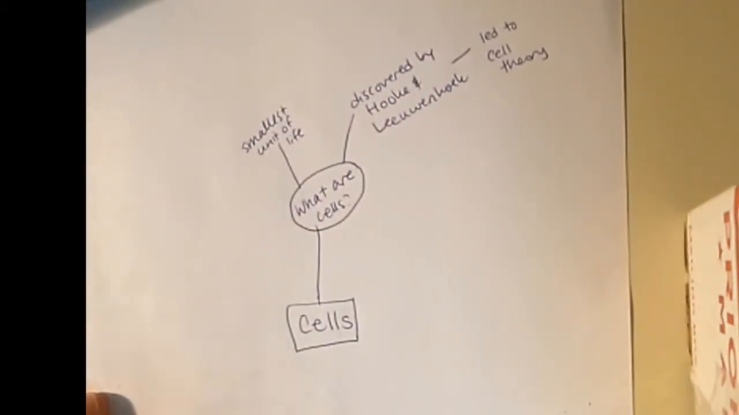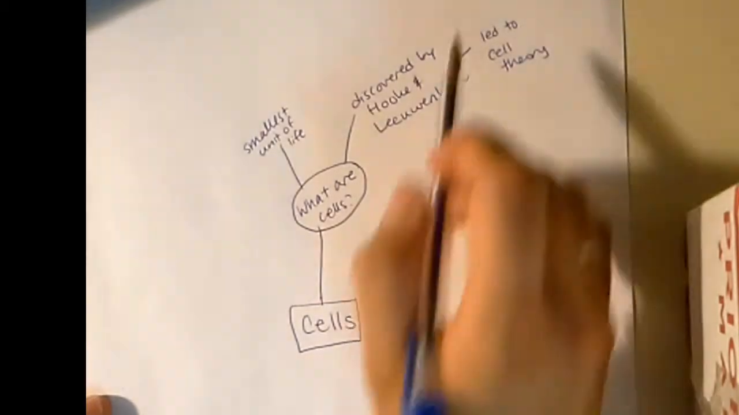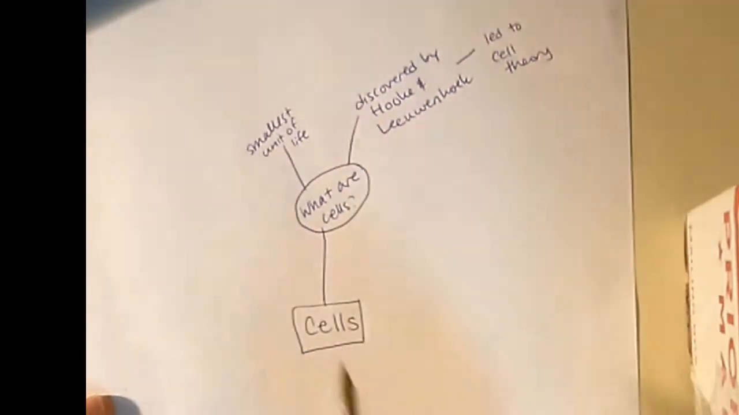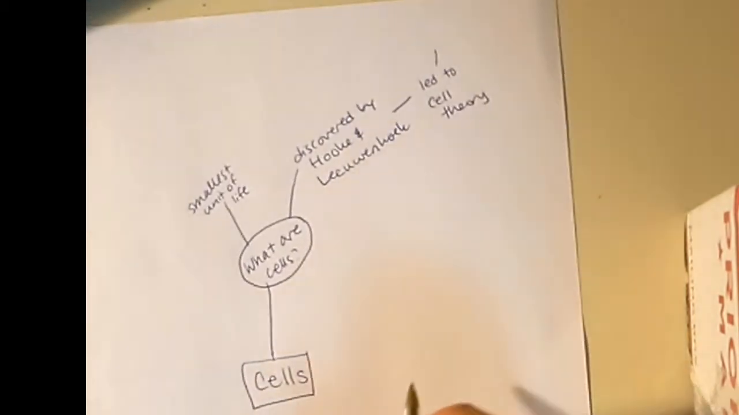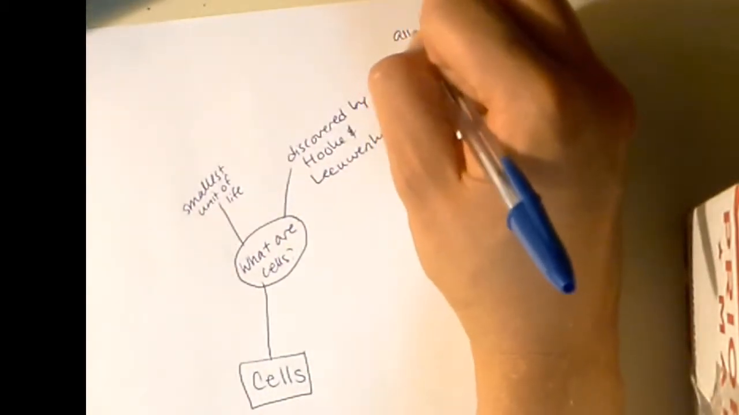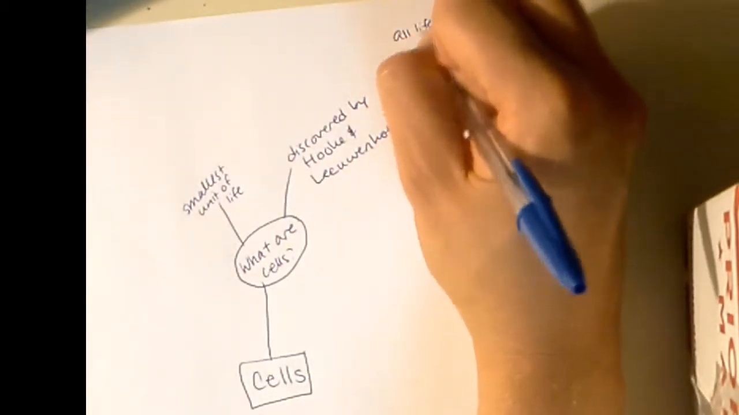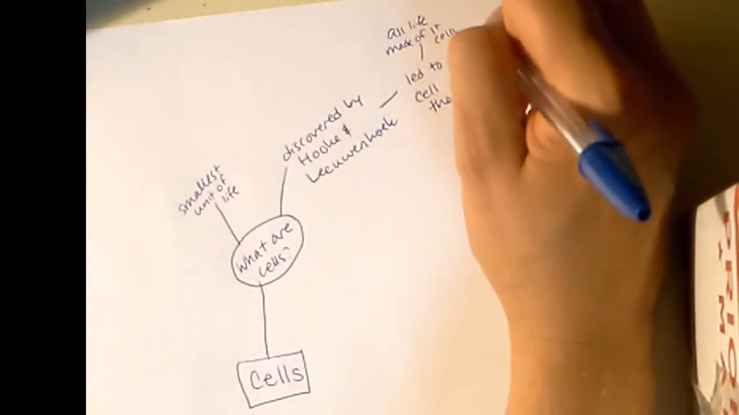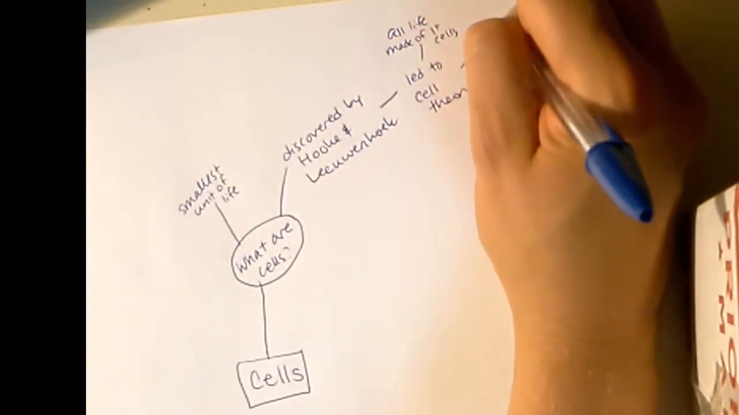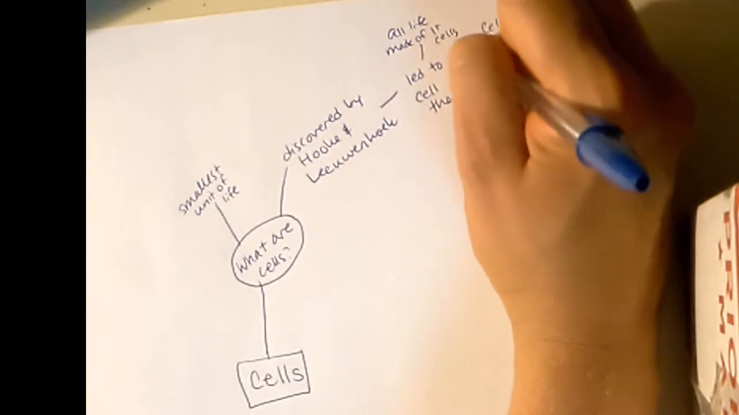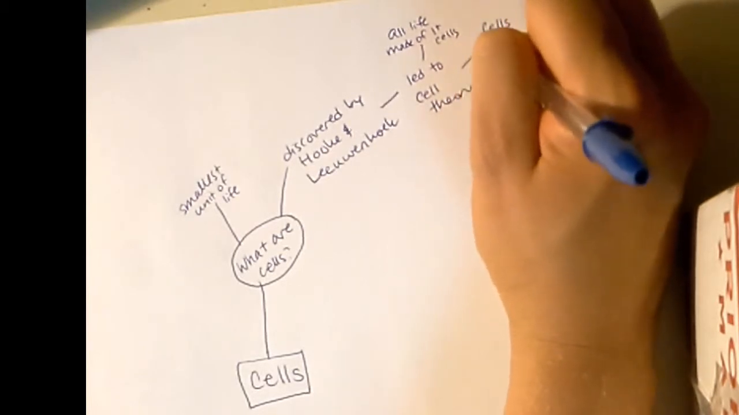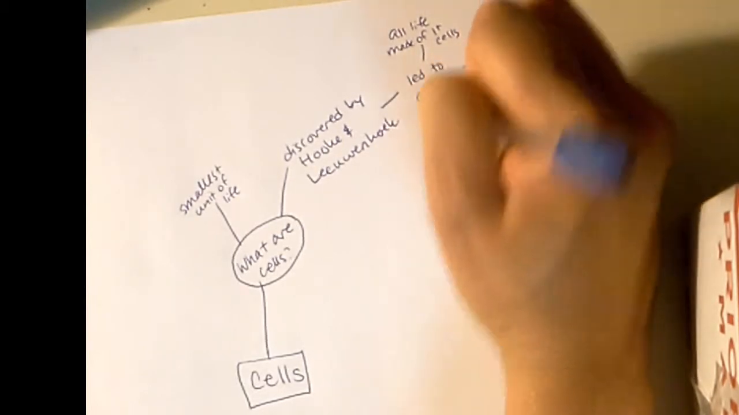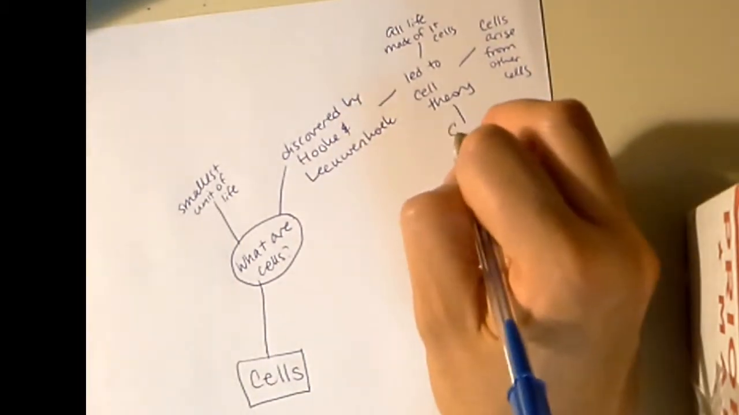A really detailed concept map, so if you were doing this for a grade, would describe the parts of the cell theory. So why don't we do that? The first part is that all life is made out of one or more cells. That cells must come from a pre-existing cell. So cells arise from other cells. And finally, the cell is the basic unit of life.